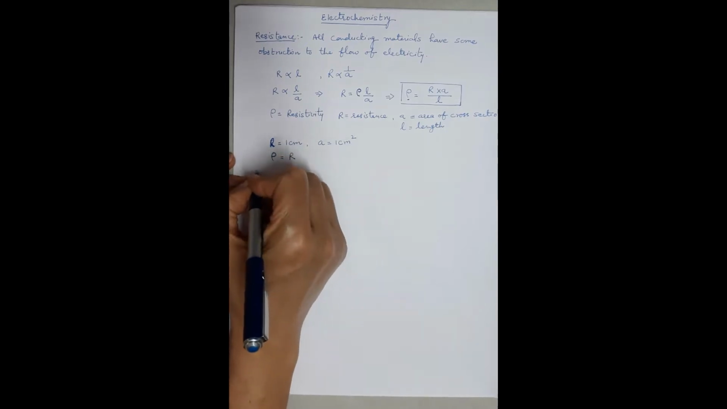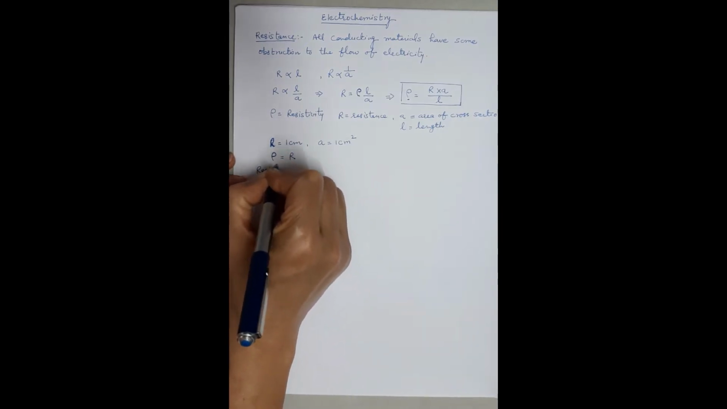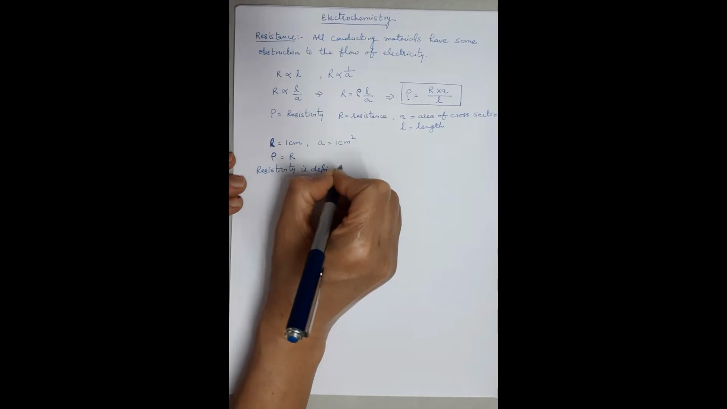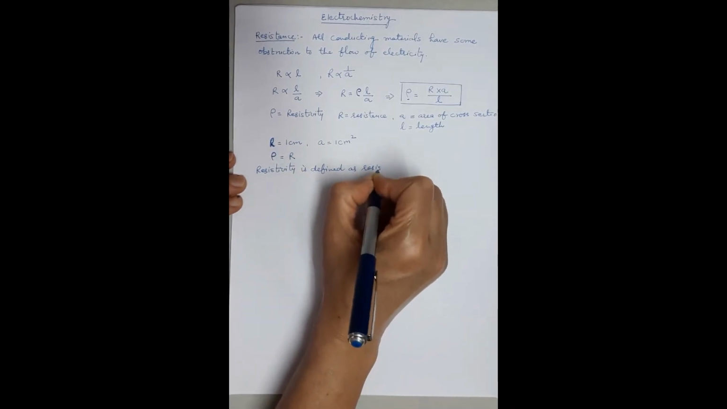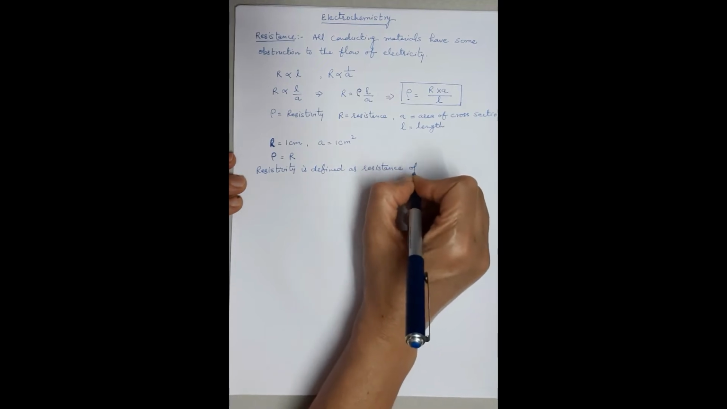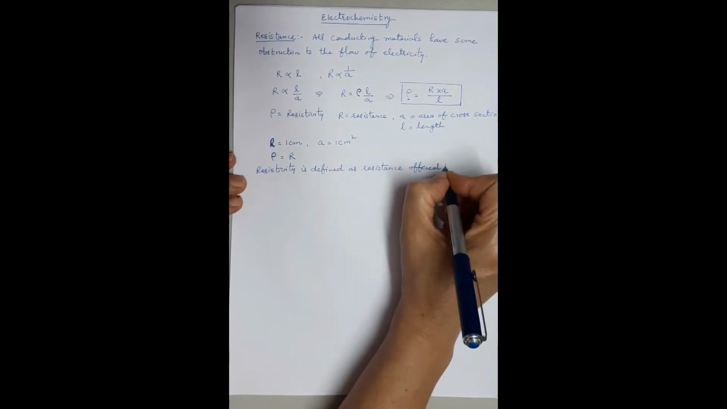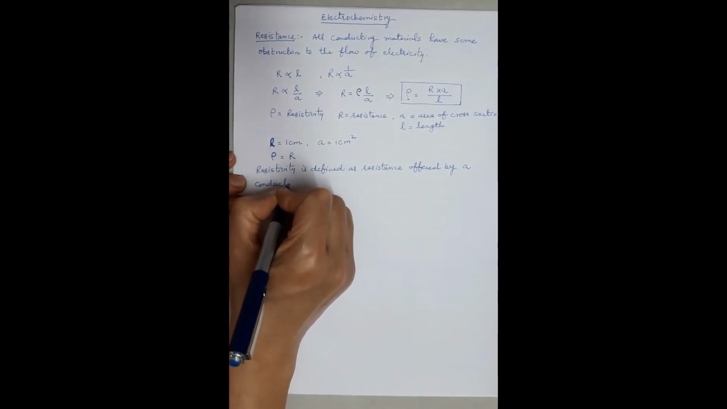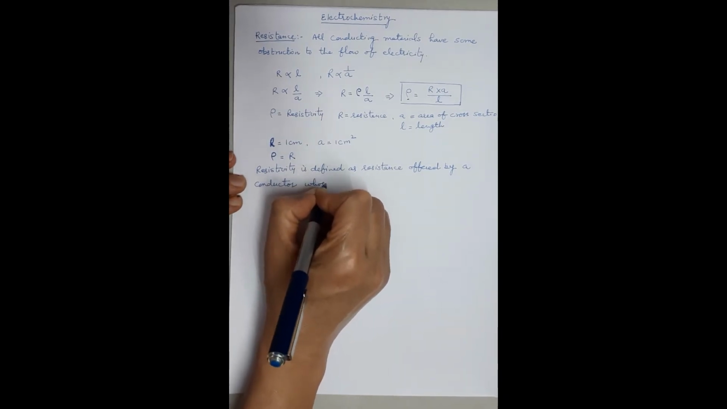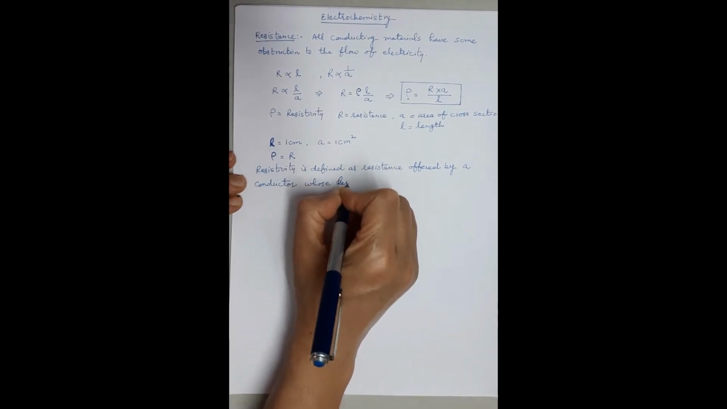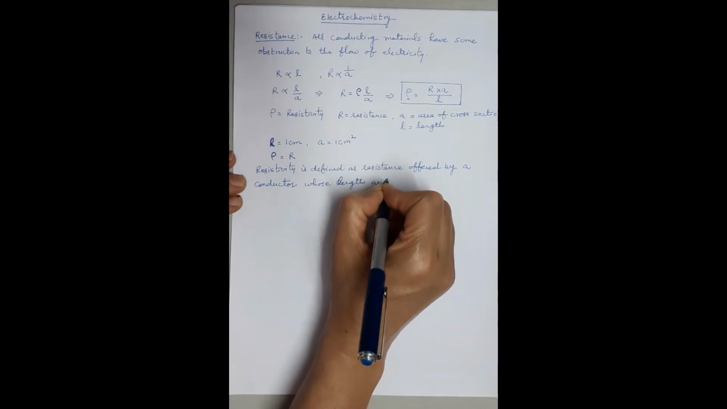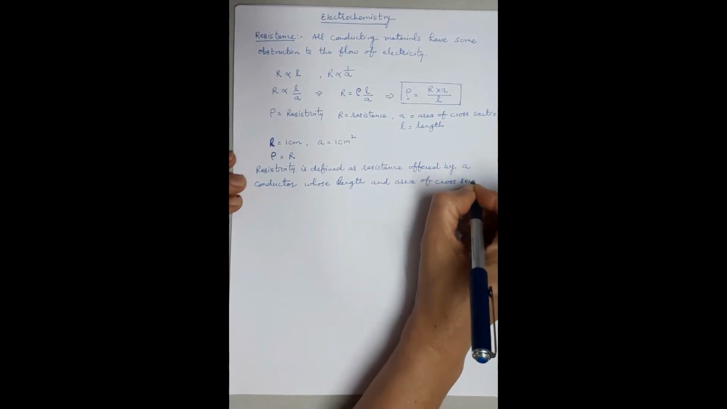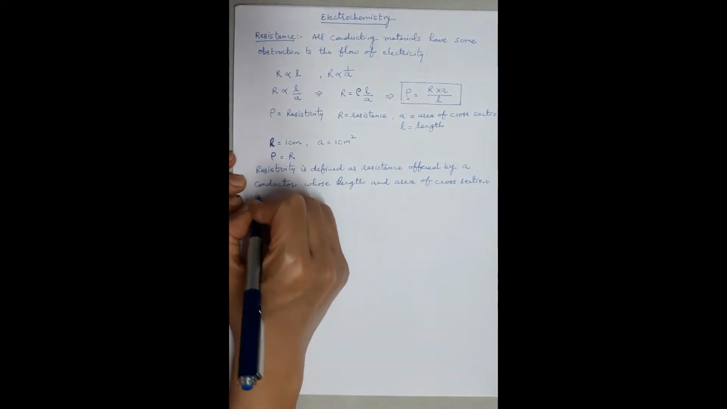So I'll say resistivity is defined as the resistance offered by a conductor whose length and area of cross section is unity.